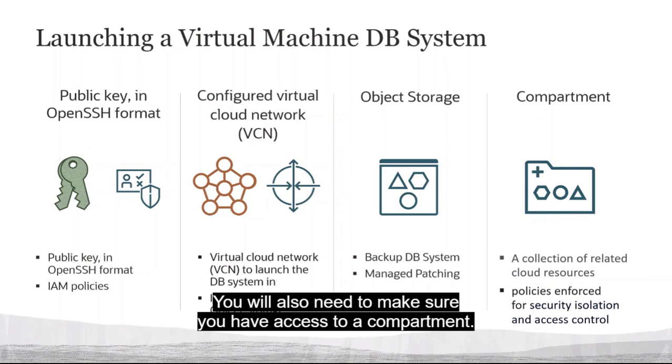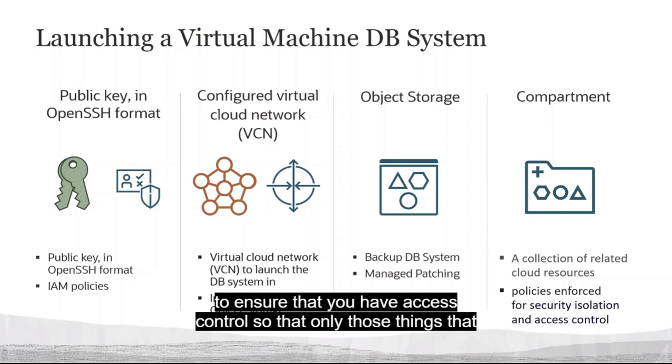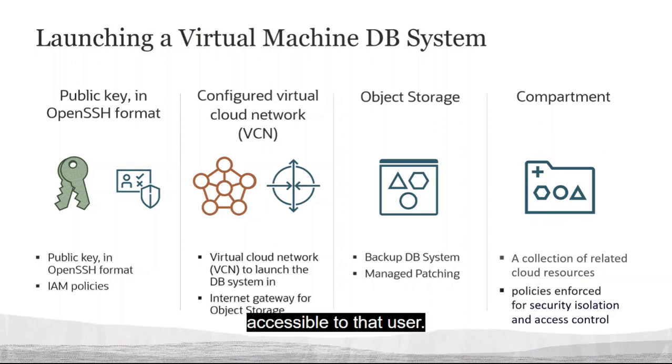You will also need to make sure you have access to a compartment. Now, a compartment is really a collection of your cloud resources. The database system is created in your current compartment, and you can use the network resources in that compartment. Policies will be enforced for security and isolation purposes to ensure that you have access control, so that only those things that are allowed to be accessed by a user will be the only things that are accessible to that user.